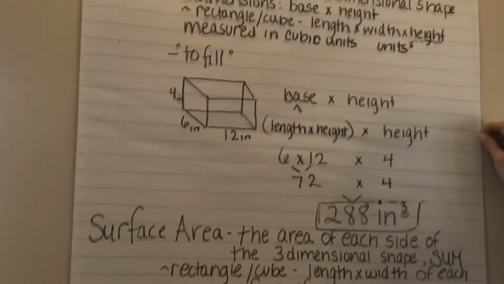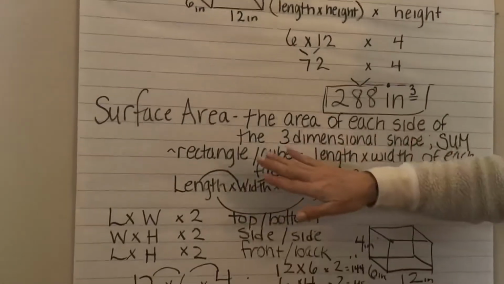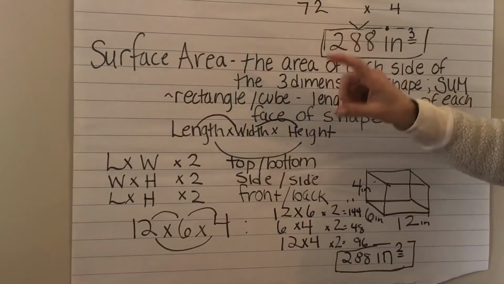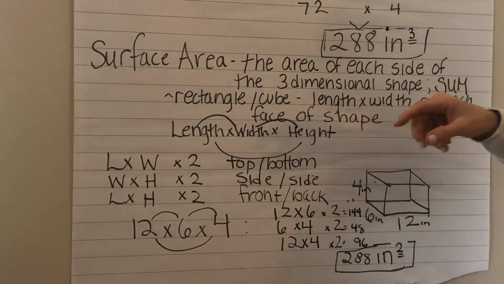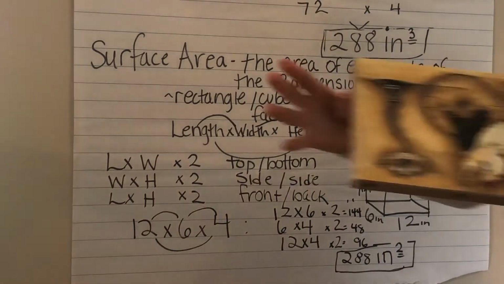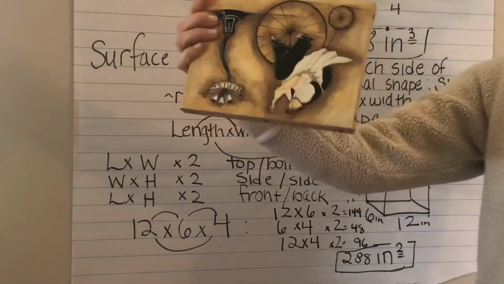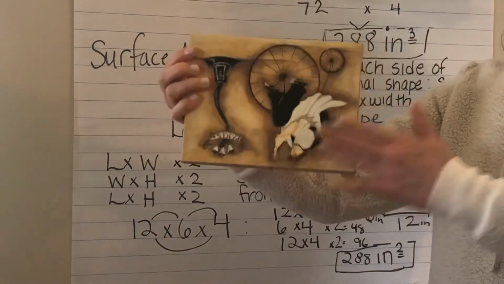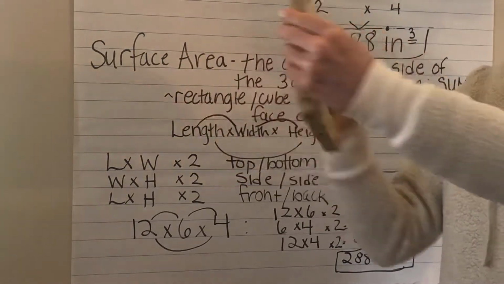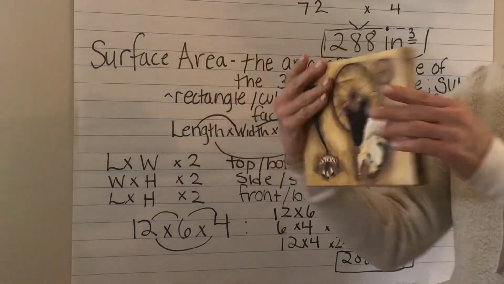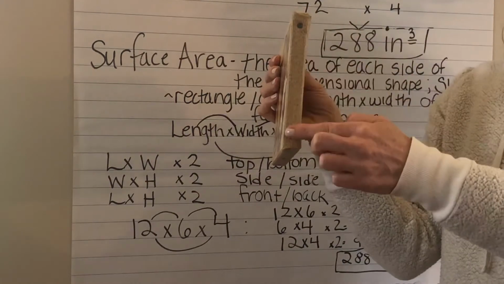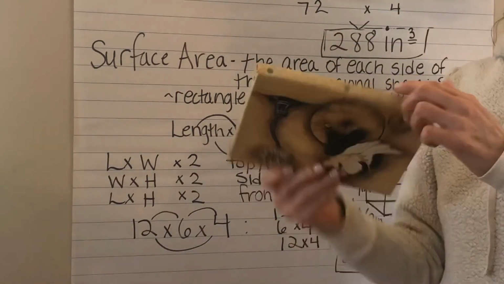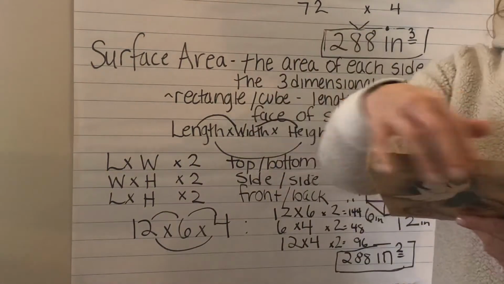So let's take a look at surface area. Surface area is just the area of the three-dimensional figure. So if we were to take a look at this particular frame, surface area would be the area of this front side. Then we also have the same area of the back. Then we'd have the area of the side, which is the same area as the other side. And then we'd have the area of the top as well as the bottom.